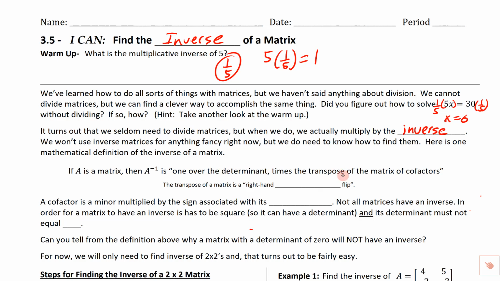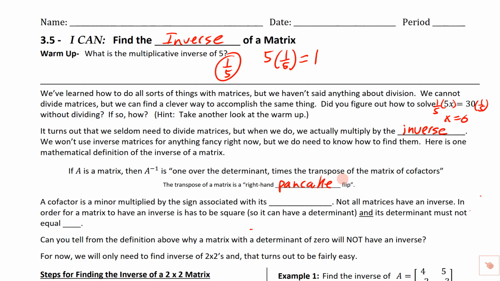Now, we've talked about cofactors before, and we've talked about determinants, but there's this word transpose here. Now, we're not going to get into anything fancy. I'm not going to explain to you where those come from. If you're interested, you're welcome to come and talk to me after class. But a transpose of a matrix is a right-hand pancake flip. So that's all you'll need to know for right now. Down the road, if you take a linear algebra class, then you'll learn about this.